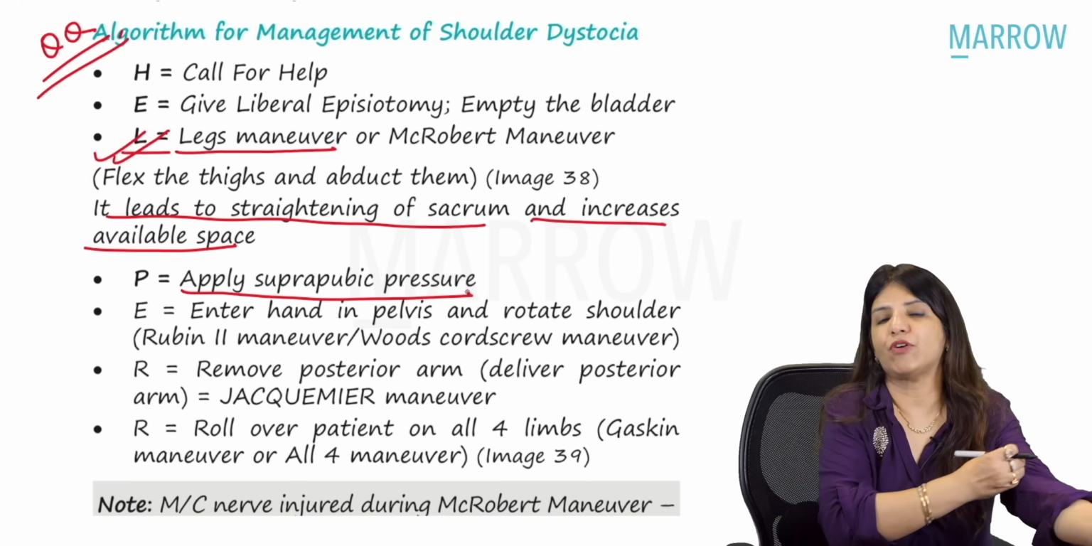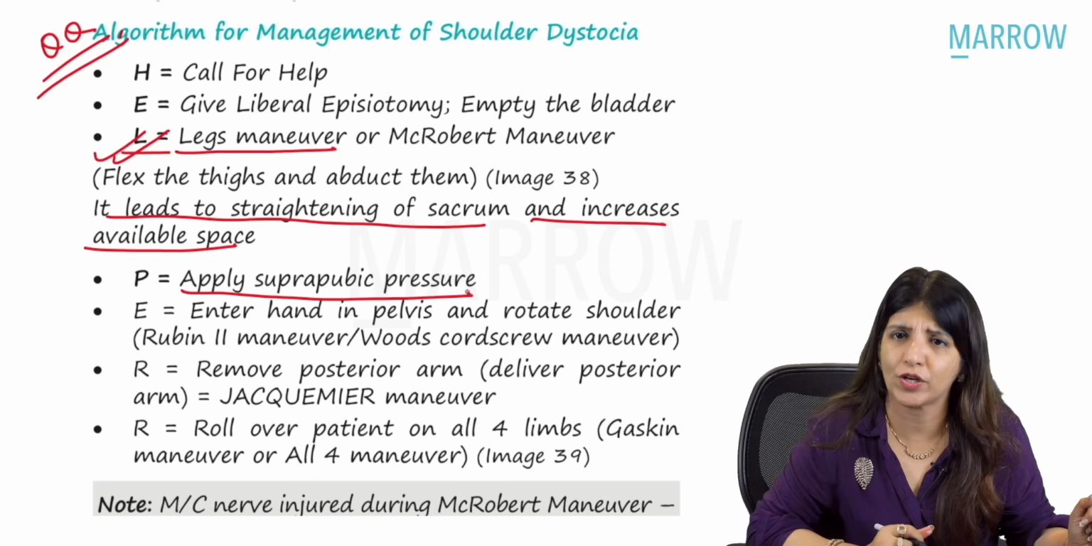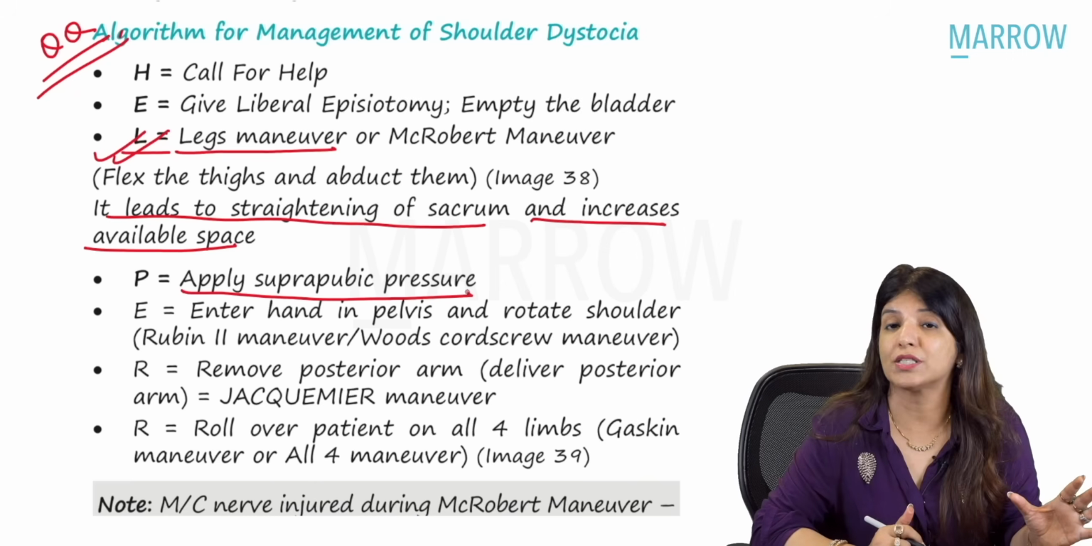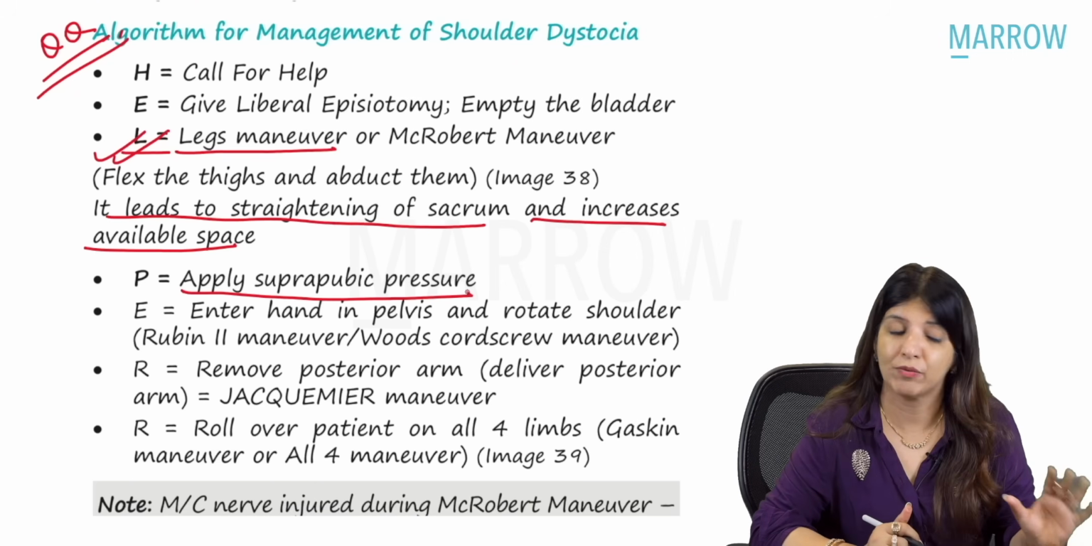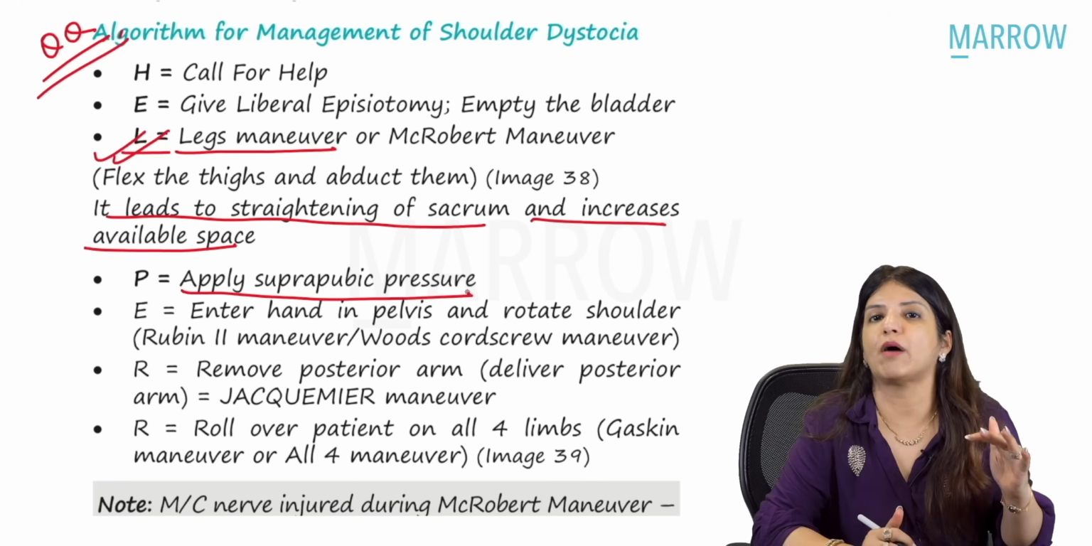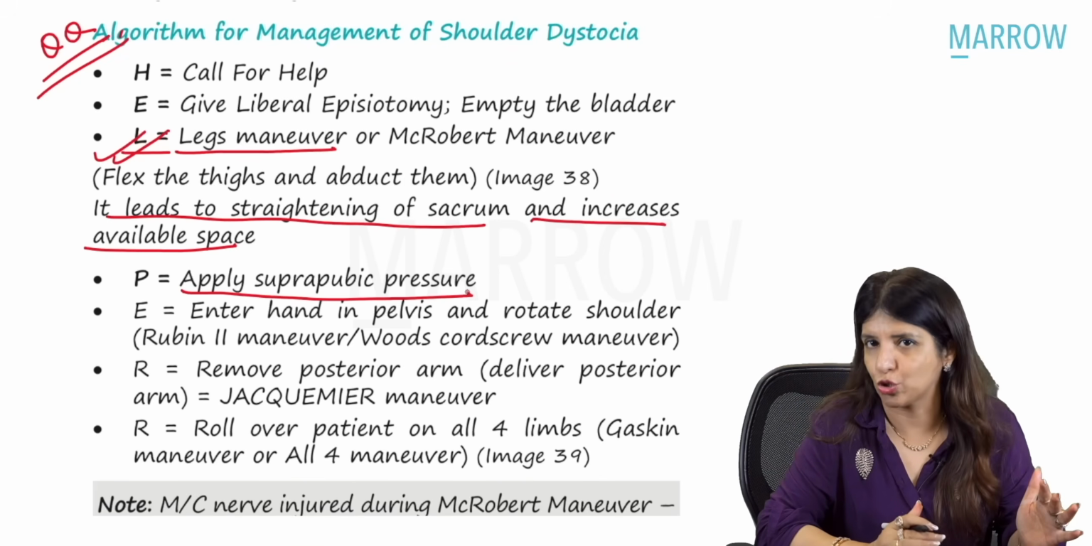Right? So once in FMGE, rather last time only, they had asked a question that McRoberts maneuver has failed. What is the next step? And many students had marked the next step as Wood's corkscrew maneuver. Please remember, when McRoberts maneuver fails, the next step is suprapubic pressure. It is not Wood's corkscrew method.